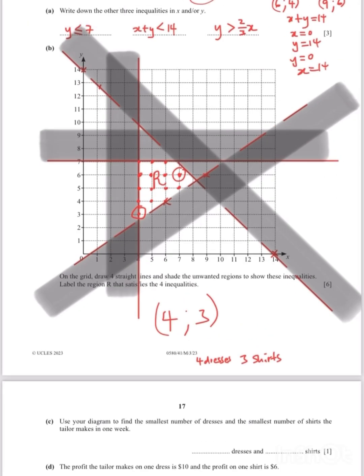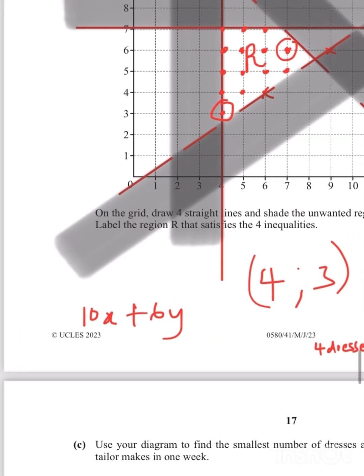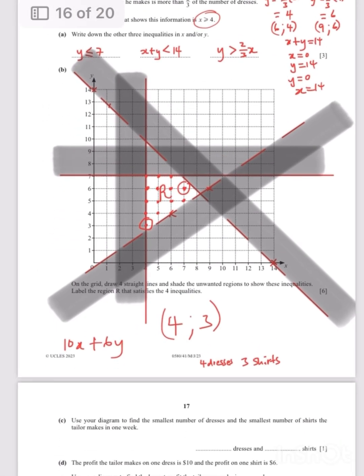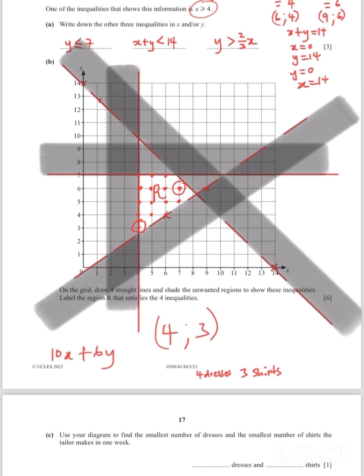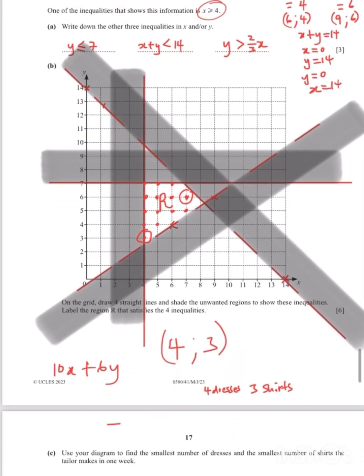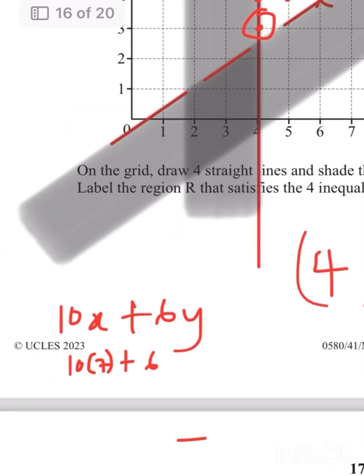So what we are simply going to do is to say 10x plus 6y, which is $10 times the number x, which is actually the number of dresses, then $6 times y, which is actually the number of shirts. So we'll say 10 times the largest value, which is 7, plus 6 times the largest value, which is actually 6.